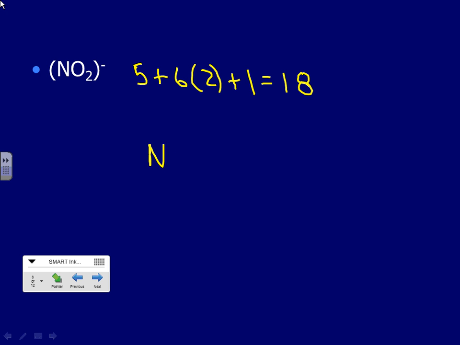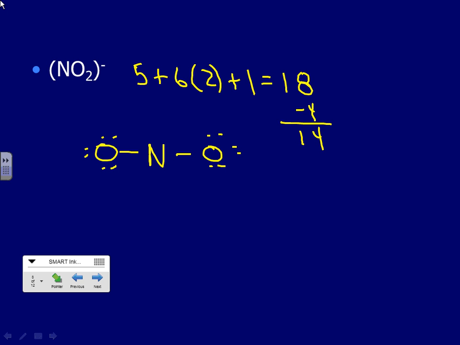Skeleton structure, only 2 O's, looking like that. How many did I use to make the skeleton? 4. 18 minus 4, 14 left. So let's start filling from the outside. 1, 2, 3, 4, 5, 6, 7, 8, 9, 10, 11, 12. I've got 2 more left.